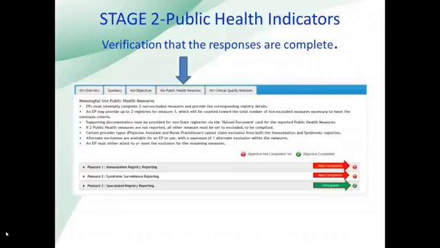Public health indicators. Once you are finished with that tab, look on the far right side and you'll see indicators. If there's a red exclamation point, that means it has not been completed and you will need to go back. If you have a green check, that means it is complete and you're successful with that measure.